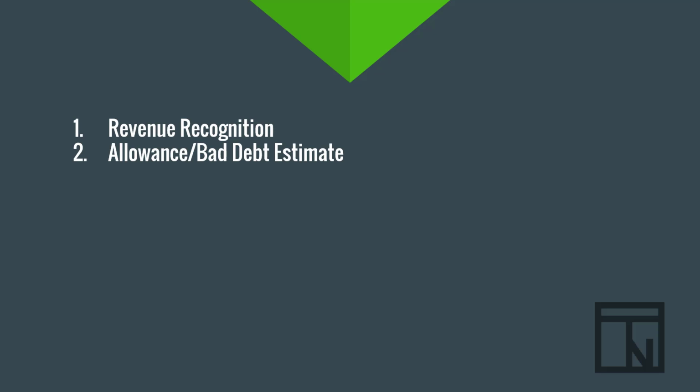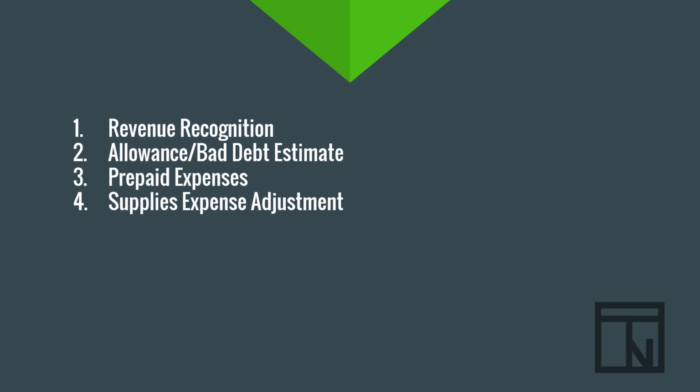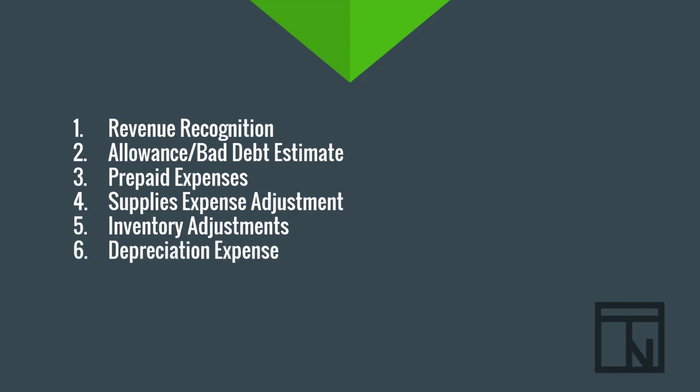Now, there are a lot of different adjusting entries that a business could make, but there are 7 that are most common. These would include things like revenue recognition, allowance or bad debt estimates, so estimating how much bad debt you might have when you're using the allowance method, prepaid expenses like our prepaid insurance, supplies expense adjustments, inventory adjustments, especially when you're using something like a periodic inventory system where you're making periodic adjustments, typically at the end of fiscal periods. Depreciation expense, and finally an income tax adjustment.